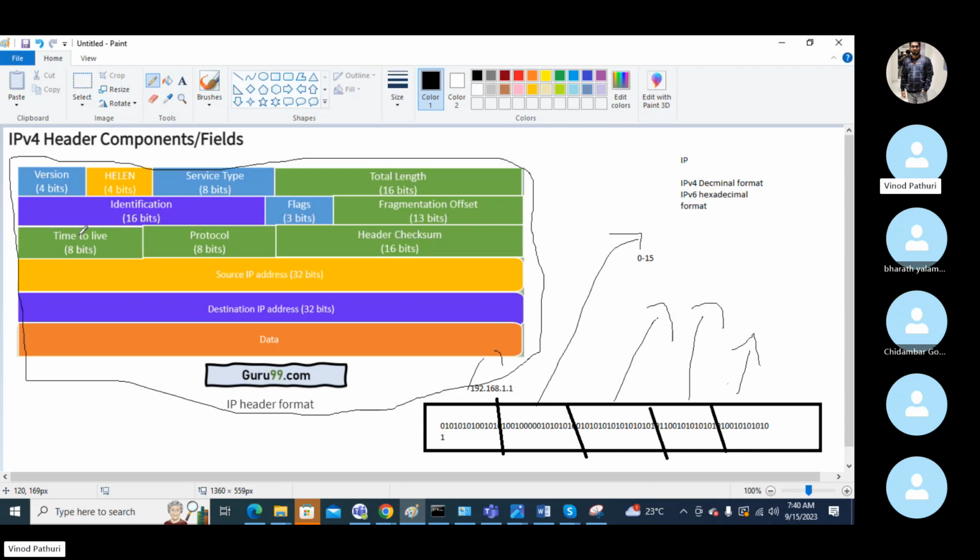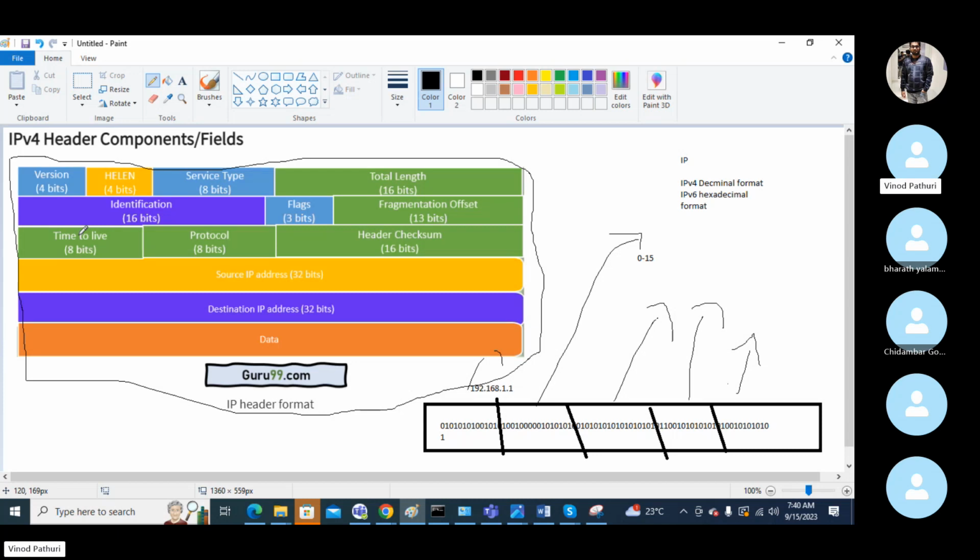Whenever a flag is set to 0, it will definitely do the fragmentation. And if you set the bit to 1, we will not set it; it's a default thing. And the DF flag, Don't Fragment, will never do the fragmentation. And the third one is MF, More Fragments. So it will divide the data into more frames.